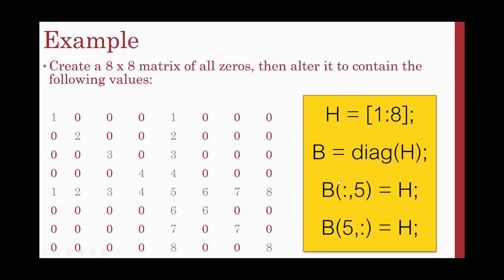Then I want to define b to be a matrix that has a diagonal equal to my vector h. So that's going to put zeros everywhere except along the diagonal, which will now contain my vector from 1 to 8. And then I'm going to set all of my rows in column 5 to h, and then all of my columns in row 5 to h. And that is how we create the matrix that is shown here.